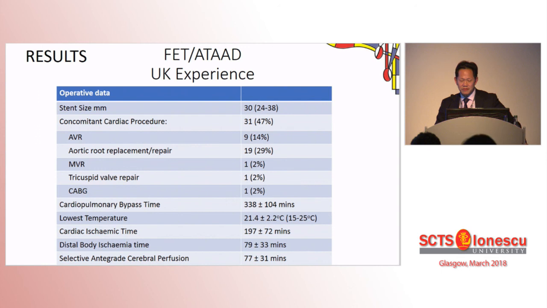Other procedures were performed as well at the time, not too different to other patients. Long operations, though. The bypass time is no doubt much longer, just under 6 hours on average. But yet with selective antegrade perfusion, we can do these operations with SAP time of just over an hour. So although long and difficult, very doable.